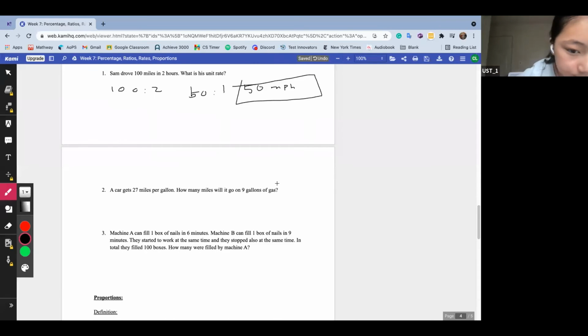Okay, next one. A car gets 27 miles per gallon. How many miles will it go on 9 gallons of gas? It's pretty easy. You can chat me the answer once you do it.